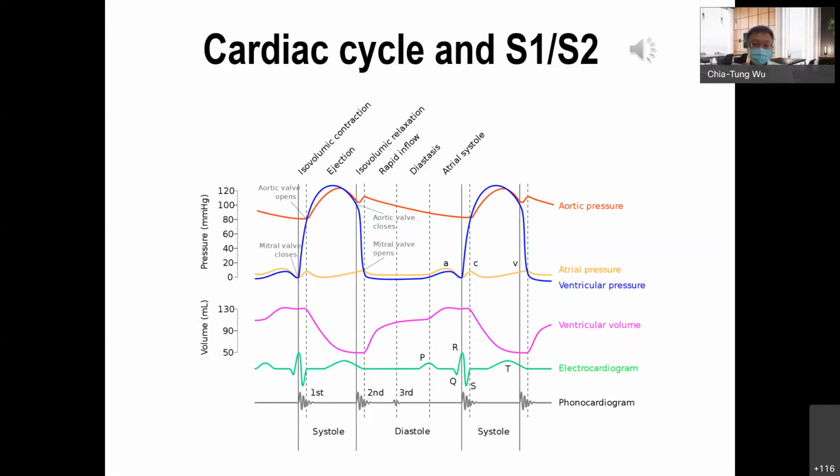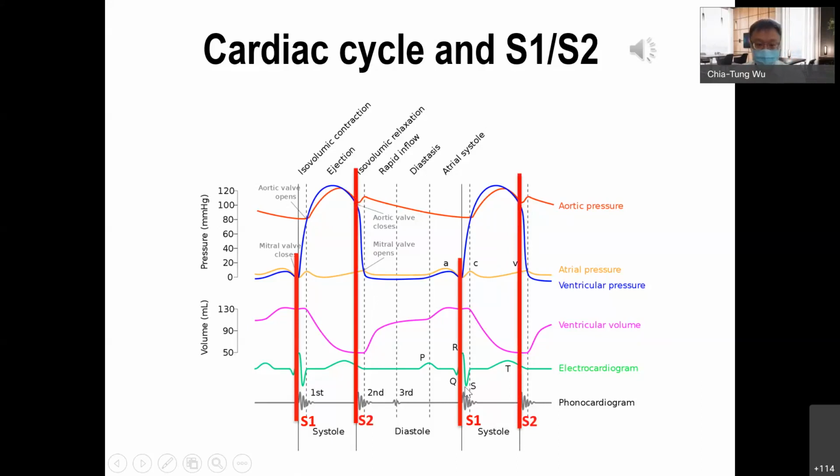S1 is produced by the mitral valve closing. So at which point does the mitral valve close? Here, right? I just showed you that when the left ventricular pressure rises above the left atrial pressure, the mitral valve will close. So at this point A, we will hear S1. And then S2 is produced by the closing of the aortic and the pulmonary valve. So where does the aortic valve close? It's at the point where the left ventricular pressure falls below the aortic pressure. So it's here. So here we can hear S2.